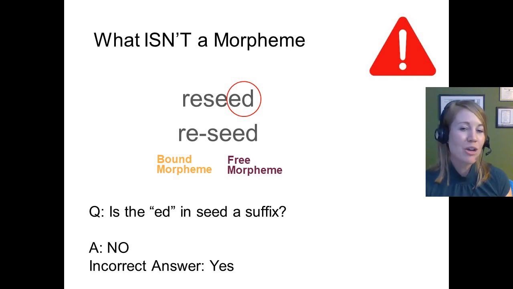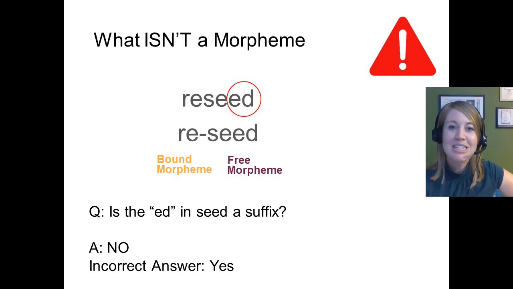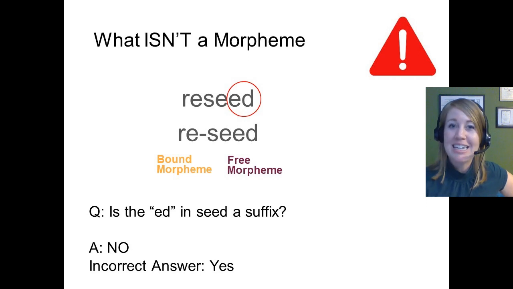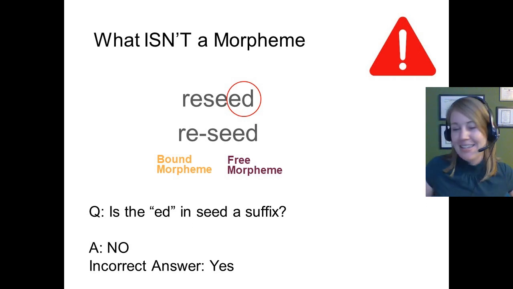So if you were asked the question, is the ed in seed a suffix? Are we adding the suffix ed to this word to make it past tense? The correct answer is no. It just happens to be spelt with ed. That doesn't mean it's past tense, okay? It just happens to be the way the word is spelt. An incorrect answer would be yes. Ed, that would be incorrect because ed is not a suffix on this word. It's not making it past tense.